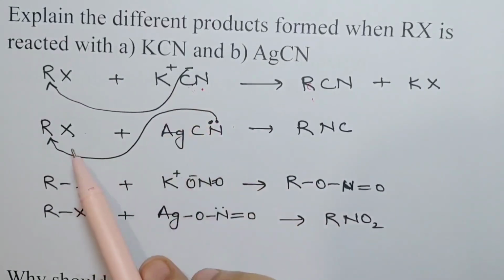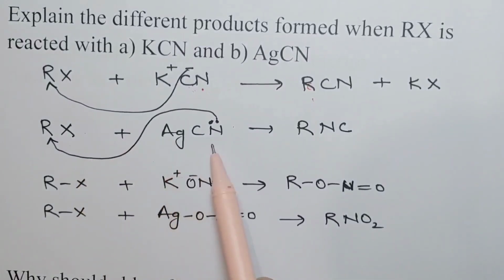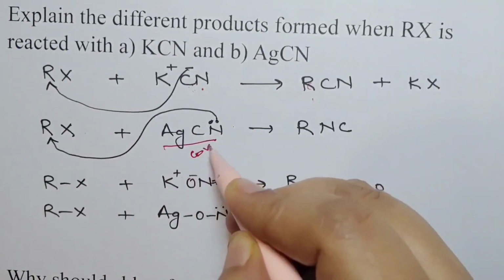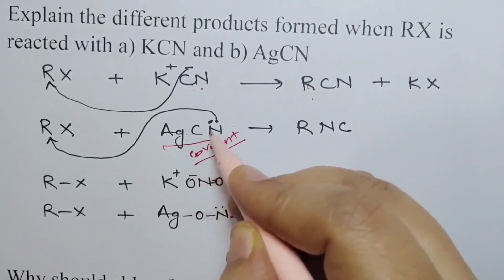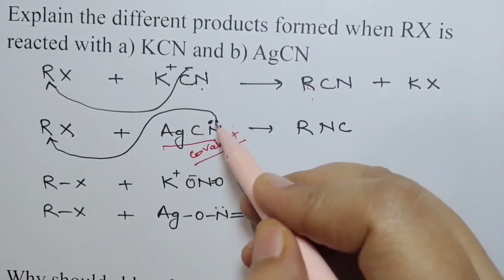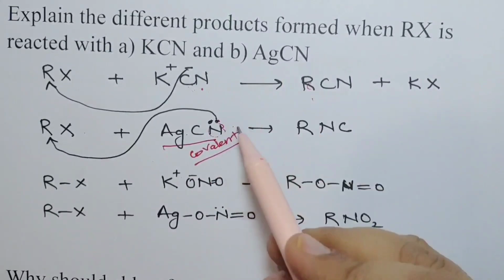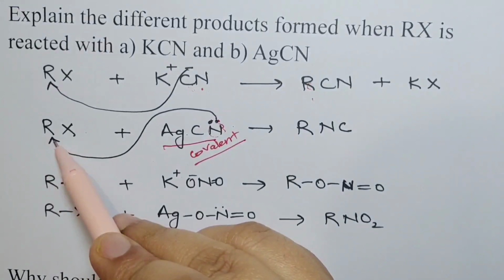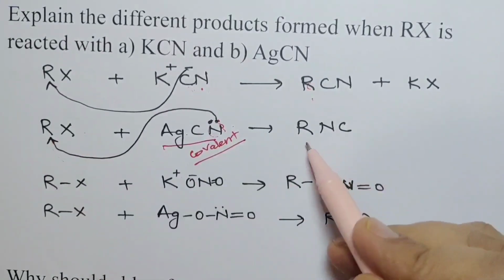Okay. But when RX is reacted with AgCN, AgCN is covalent. Since it's covalent, it doesn't break into ions. And then only nitrogen's lone pair is able to attack the carbon in the alkyl halide, forming RNC.